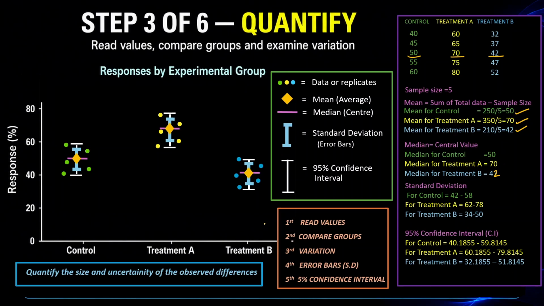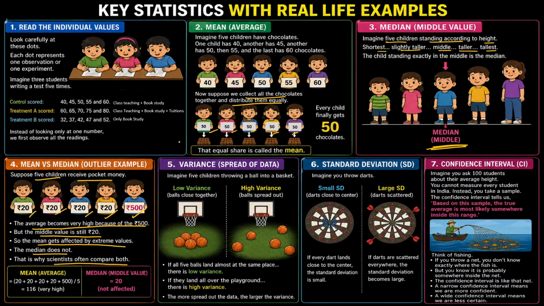Now look at the dots. They are not all in one place. Some are closer together, some are farther apart. This spread is called variation. Variance tells us how much the observations differ from one another. Imagine 5 children throwing a ball into a basket. If all 5 balls land almost at the same place, then there is low variation. If they land all over the playground, then there is high variance. The more spread in the data, the larger the variance.